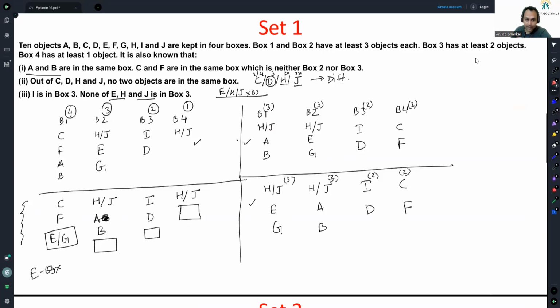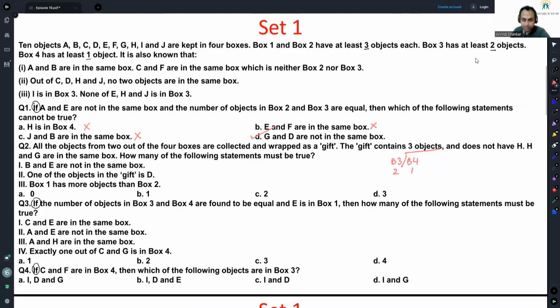It does not have H. So which means box 4 definitely has J then. Box 4 has J, box 2 has H. Okay.